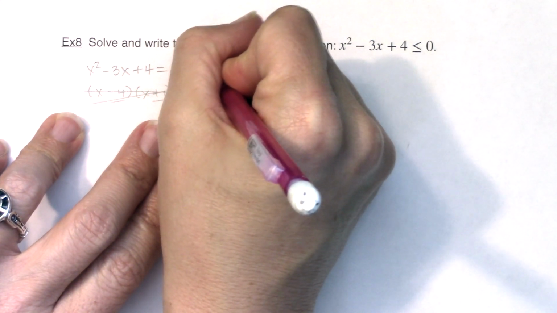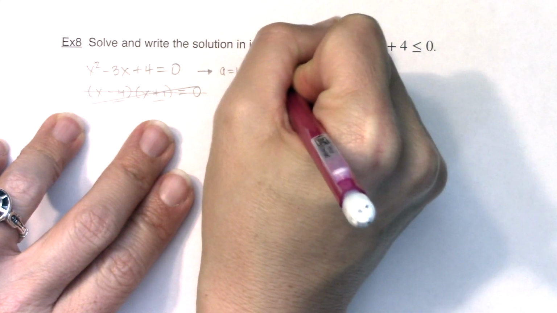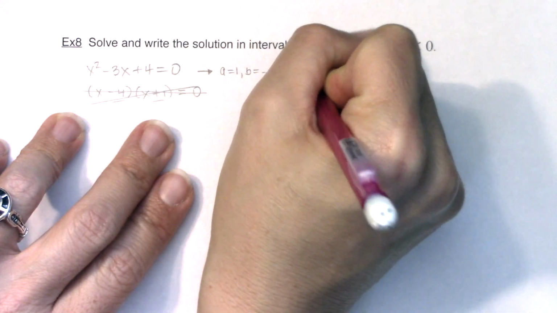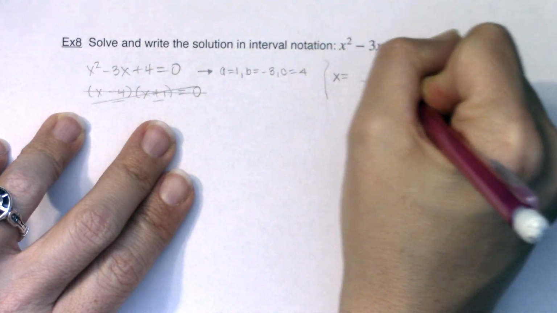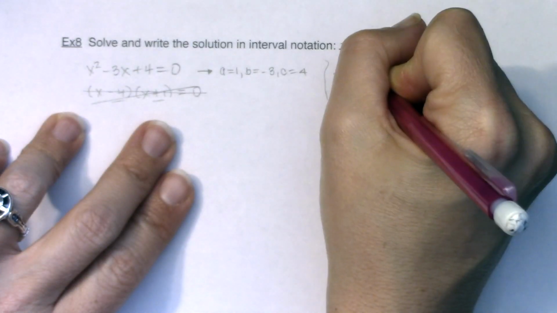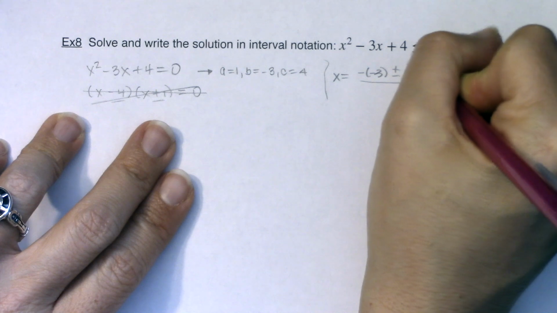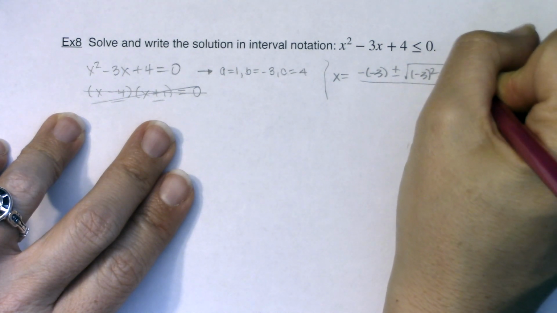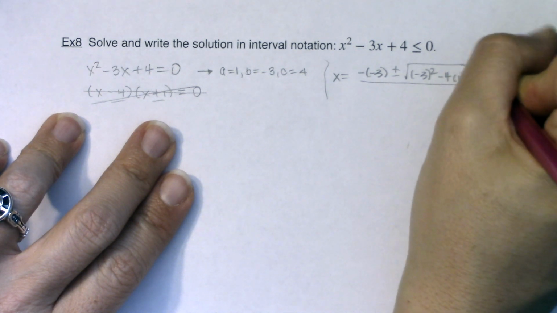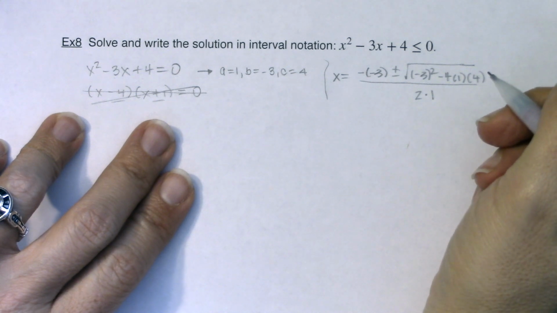So I'm going to use the quadratic formula here. I'm going to get a is 1, b is negative 3, and c is 4. So let's run this. x is going to equal, and I'll put the fraction bar there, negative b plus or minus the square root of b squared minus 4 times a times c, all over 2a.